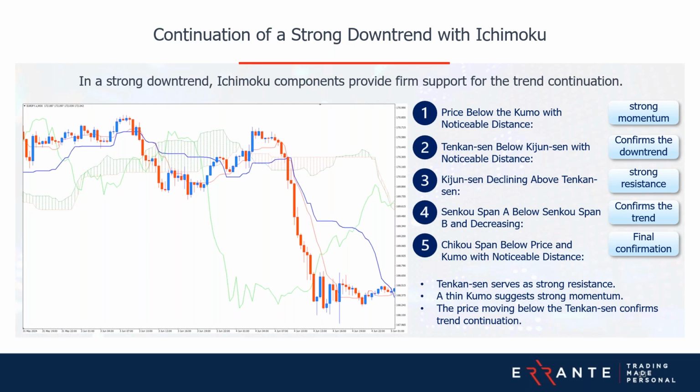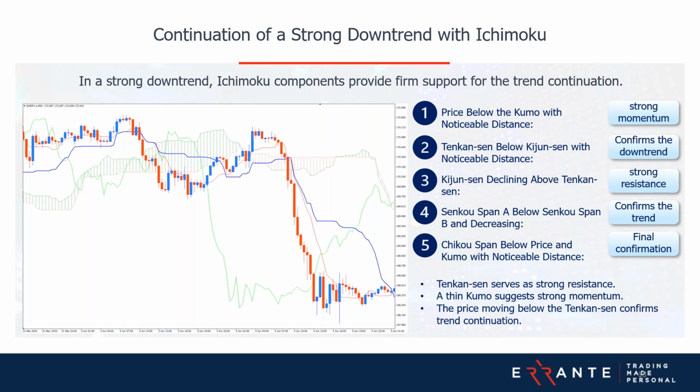Okay, here are some notes I would like to emphasize. Please note, in a strong downtrend, the Tenkan-sen acts as a reliable resistance level. If the price attempts to move up but gets resisted by the Tenkan-sen, it confirms the continuation of the downtrend. Then, thin Kumo. A thin Kumo below the price suggests strong momentum in the downtrend.